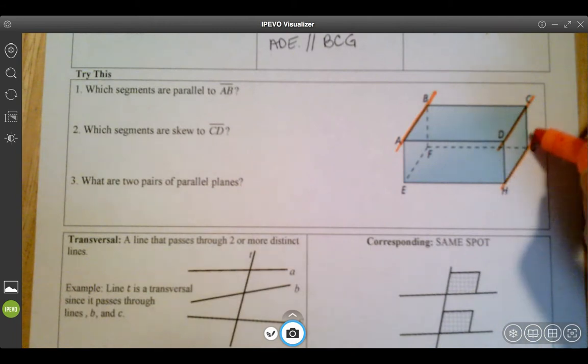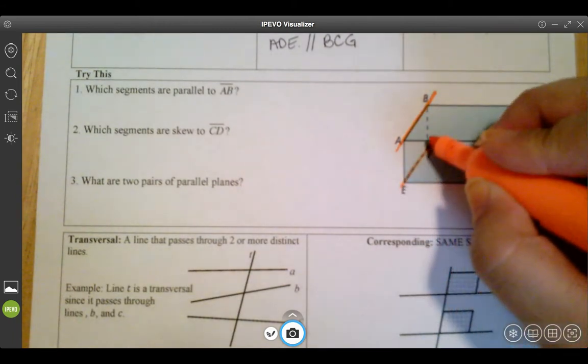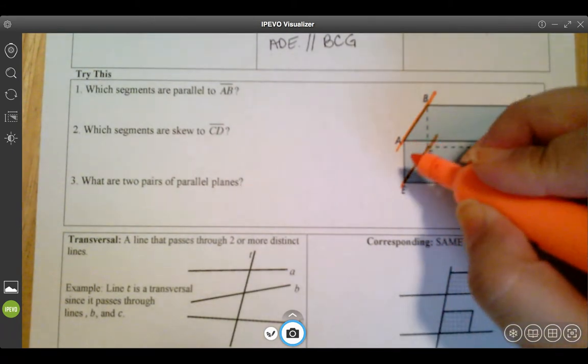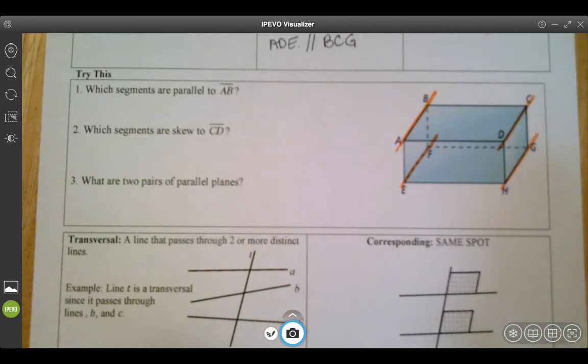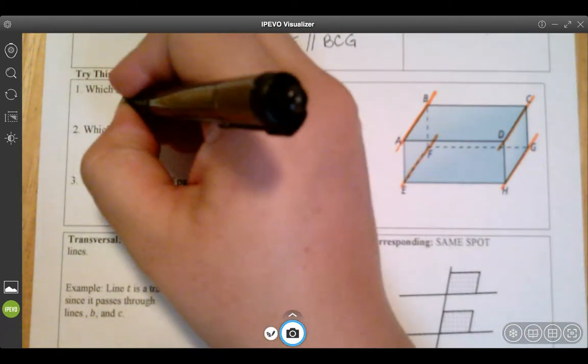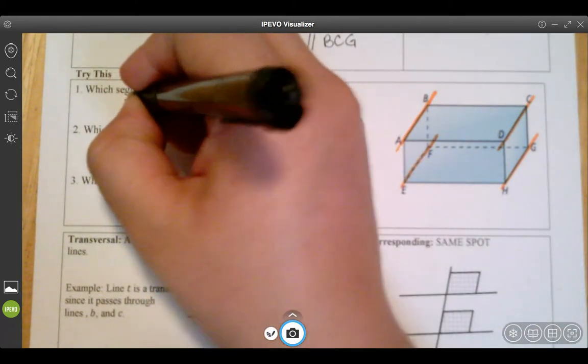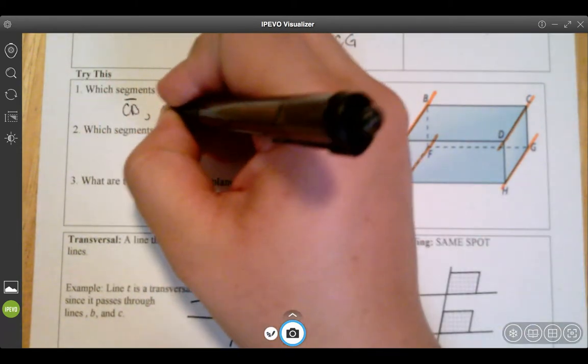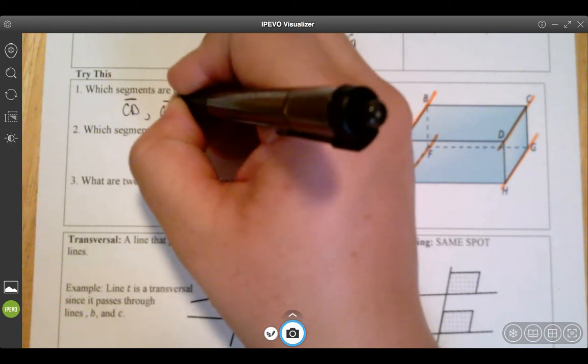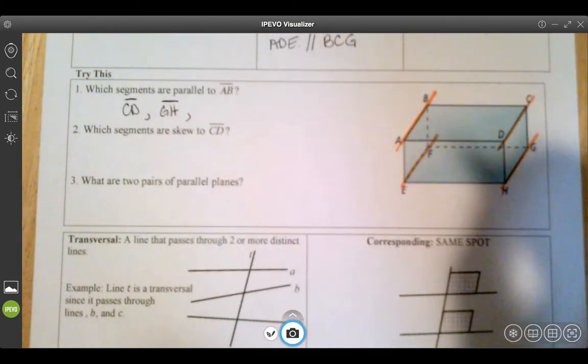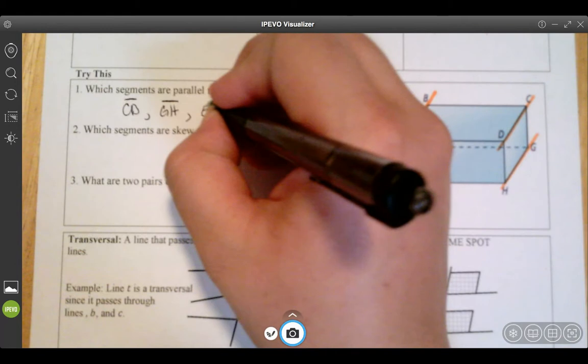Well, CD, GH, and EF. And if I look at all the other lines, they're not going in the same direction. Okay, so which segments are parallel to segment AB? We have segment CD or DC, segment GH or HG, and segment EF or FE.